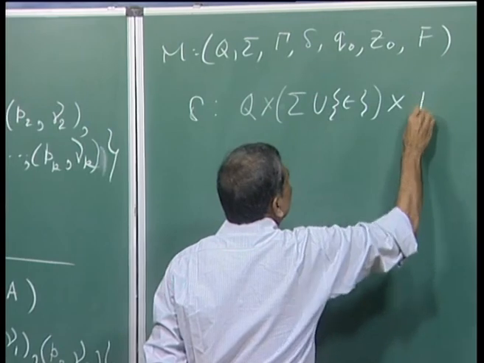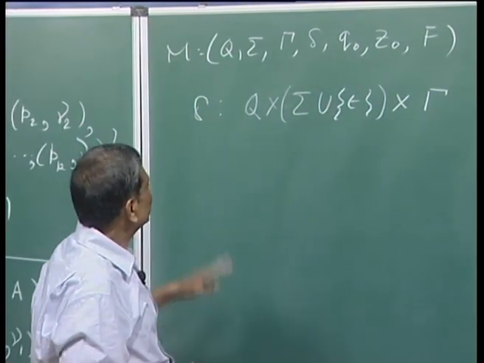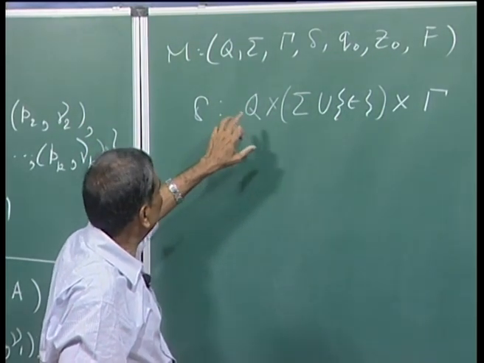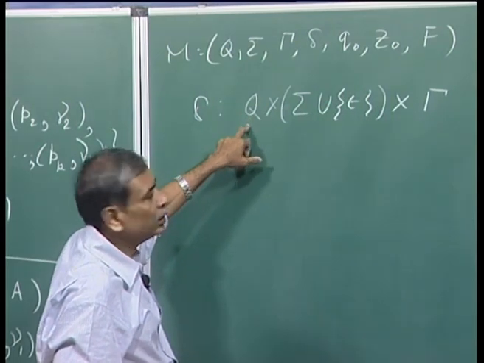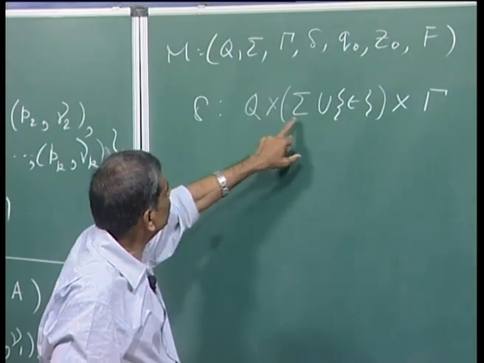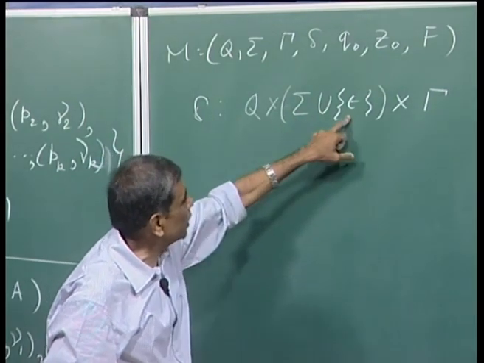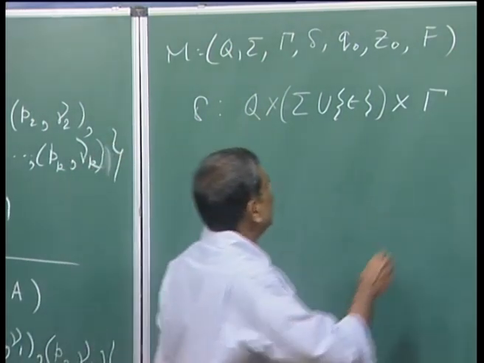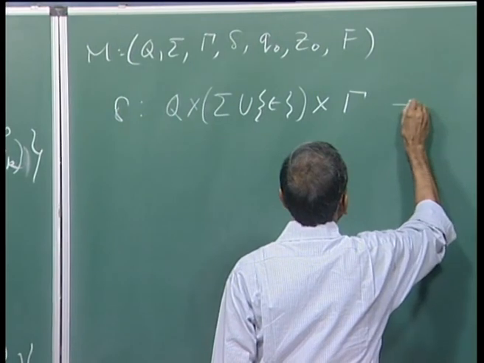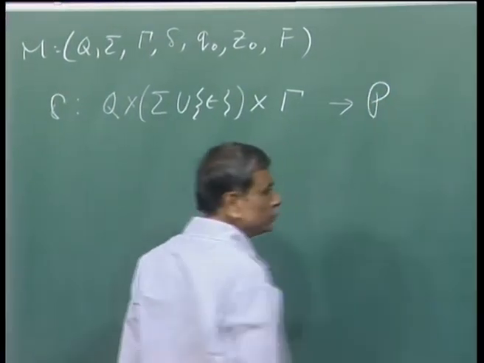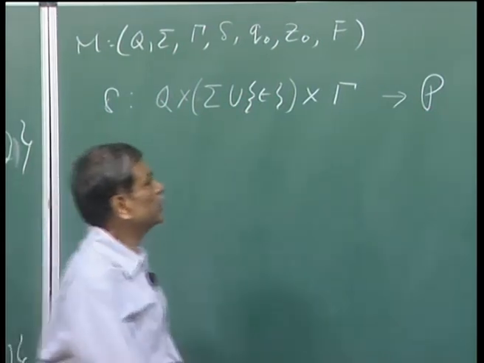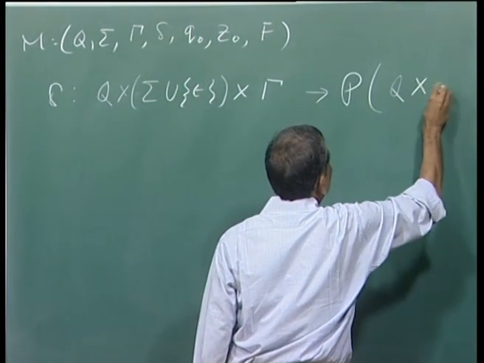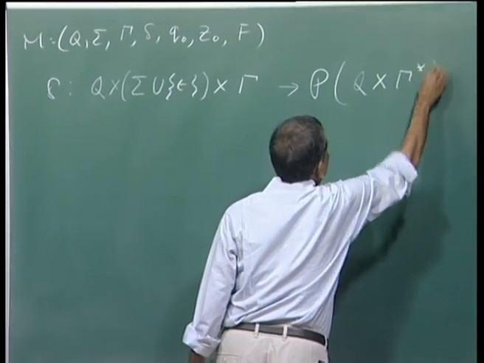Cross gamma, what does it mean? That the argument is a triplet. First is a state of the machine, second is an input symbol or epsilon, third is a top of the stack alphabet, and this is a mapping to the power set of what? Q cross gamma star.